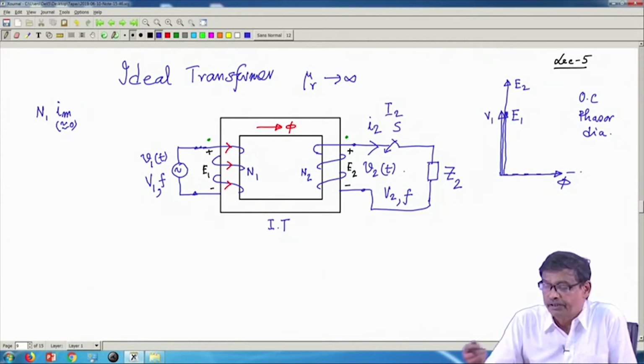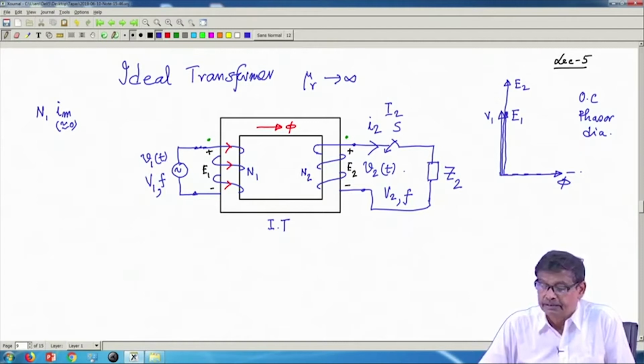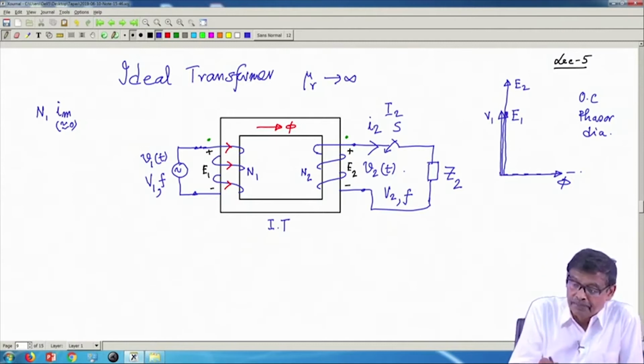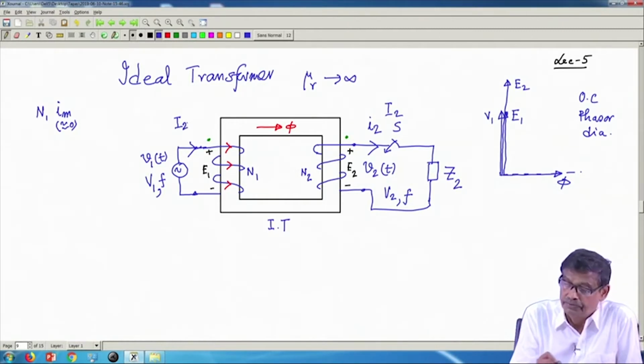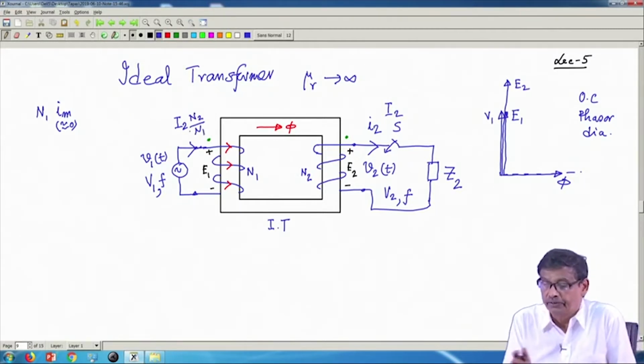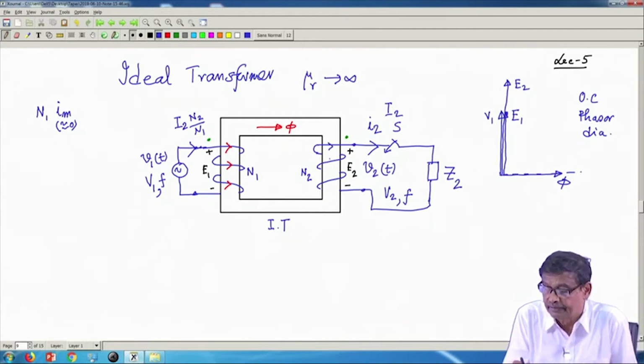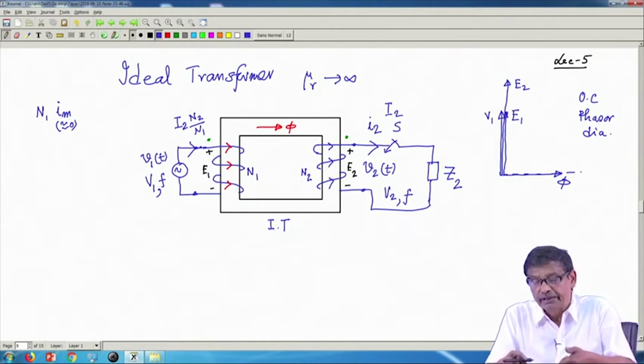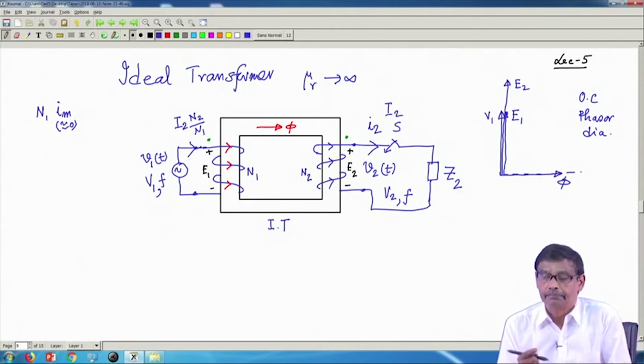But the moment some current is drawn from the secondary, primary cannot remain silent, cannot sit idle. The moment it does so, primary will also draw an extra current, whose value will be I 2 into N 2 by N 1. This current it will draw, and the direction of the current is like this. Therefore, two extra MMFs come into play in this magnetic circuit.